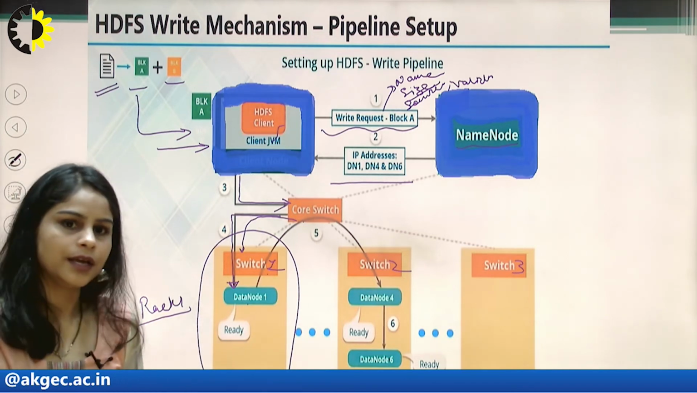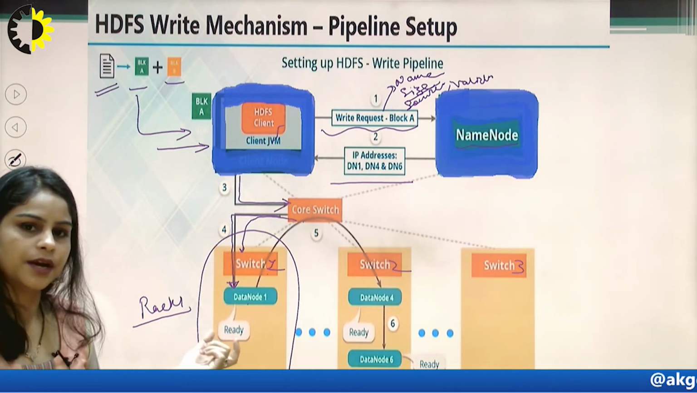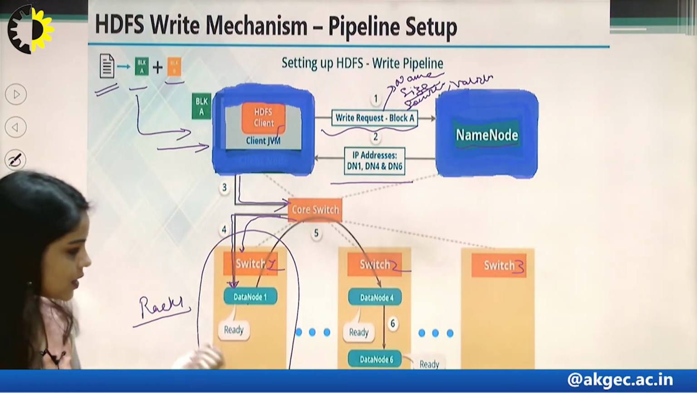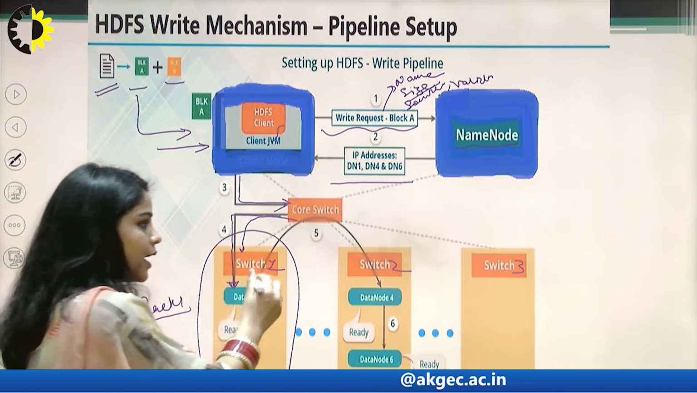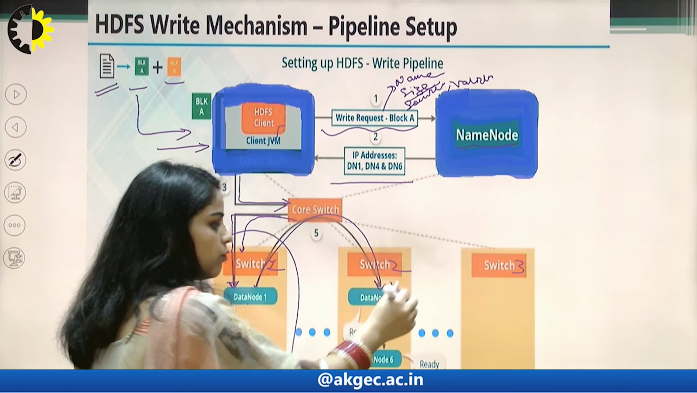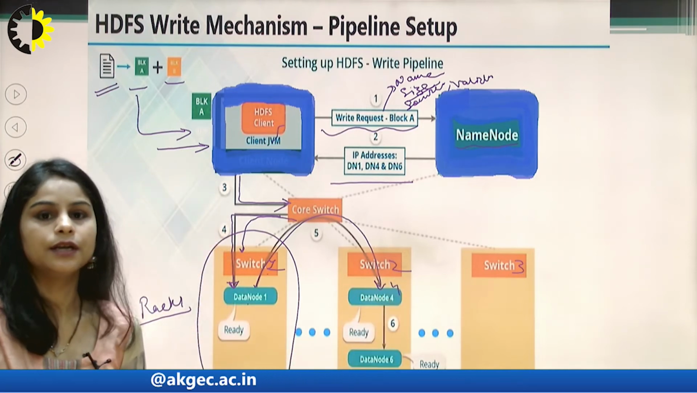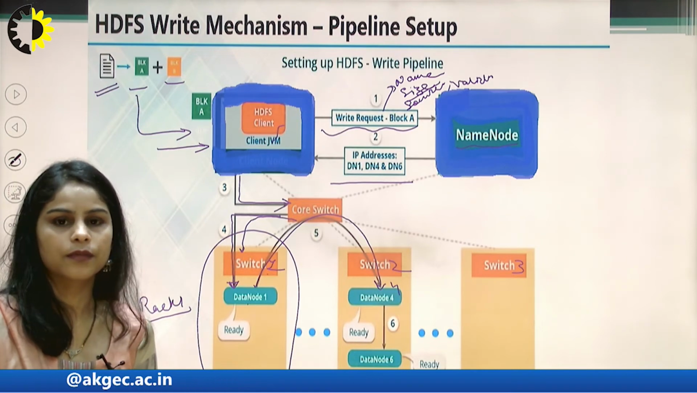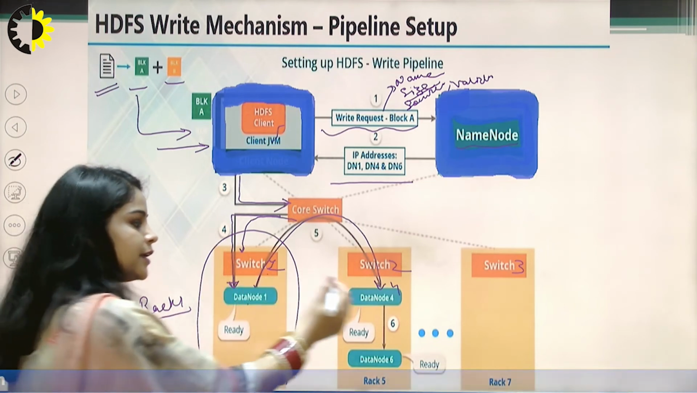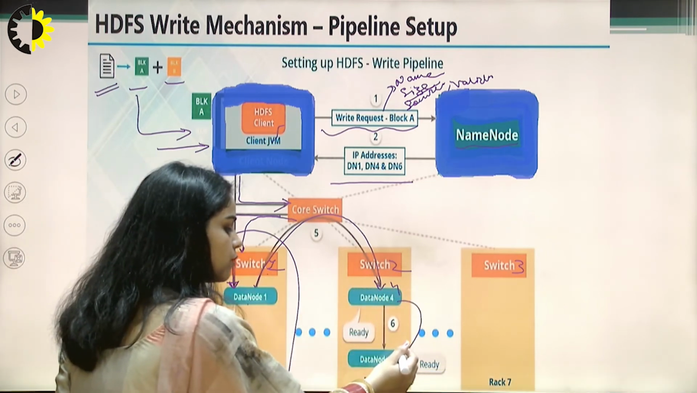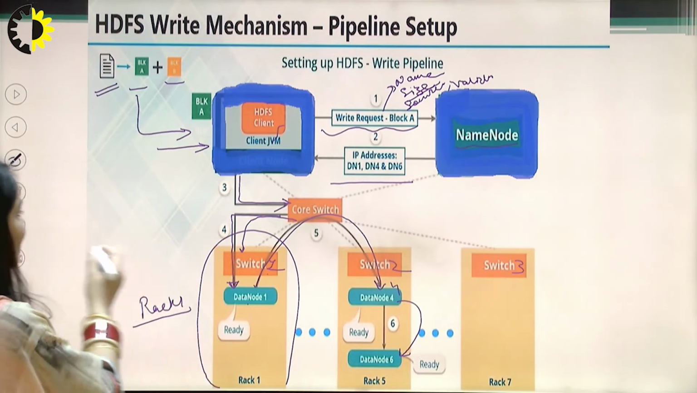Now, before writing, we have only communicated with data node 1 to ask it whether it is ready for writing or not. Once the data node 1 is ready for writing, it will communicate with the second data node 4, to ask this data node 4 whether this node is ready to write or not. As soon as data node 4 agrees to write, this data node 4 will now communicate with data node 6. So, there is a chain. As you can see, there is a pipeline.